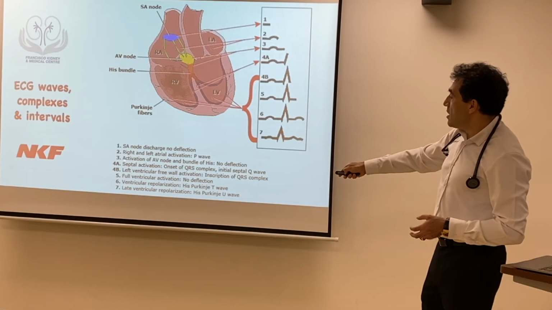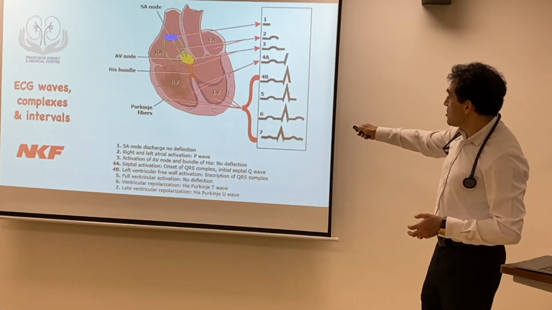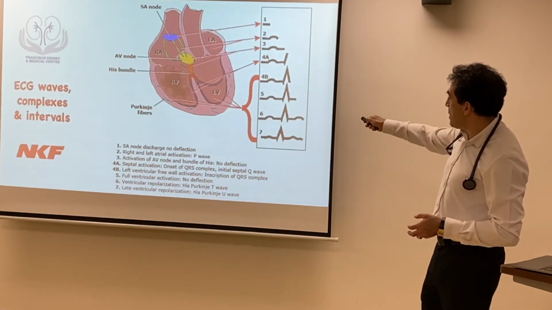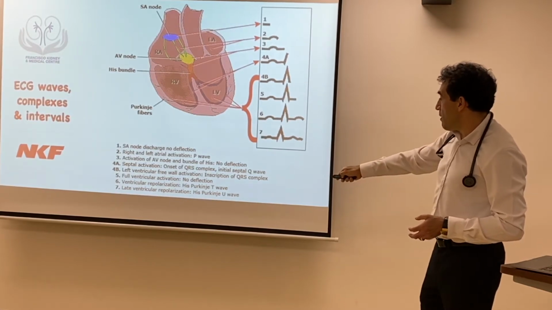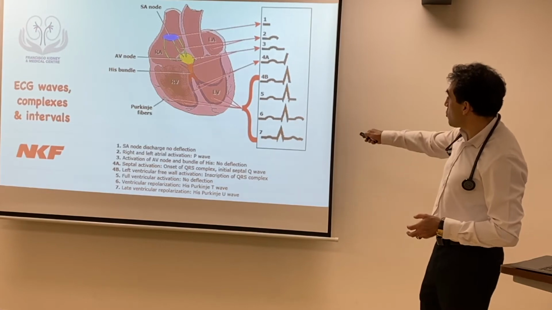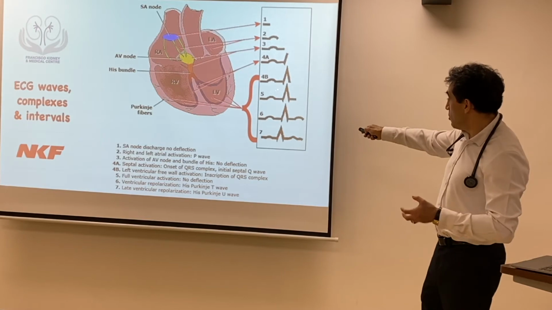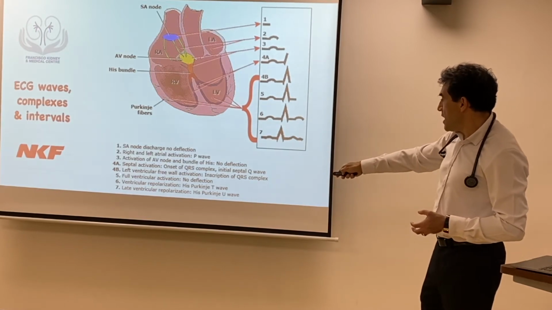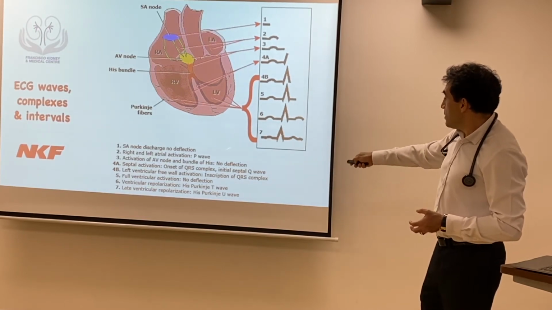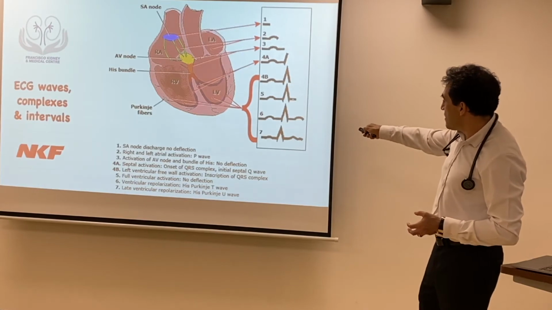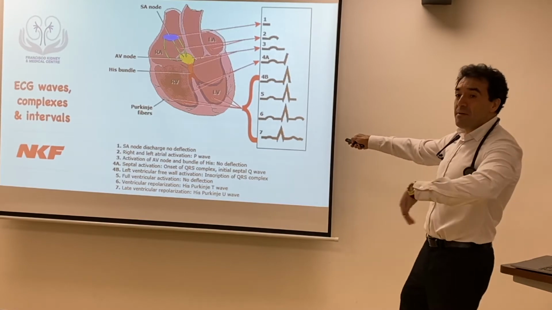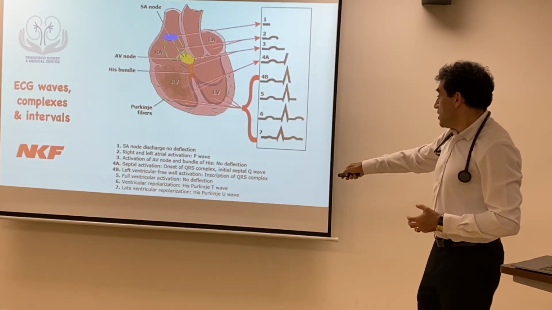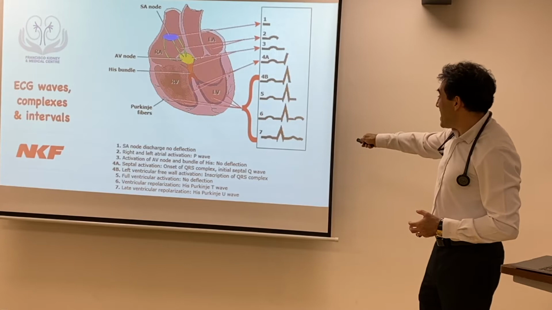But then in 4A, you start seeing how the ventricles start getting activated, and then in 4B you see the QRS totally complete. The whole ventricle has depolarized and contracted. Then 5, when it's totally depolarized, still there is no deflection. But now when it repolarizes, that is, reactivates again for the next contraction, then you see the T wave.